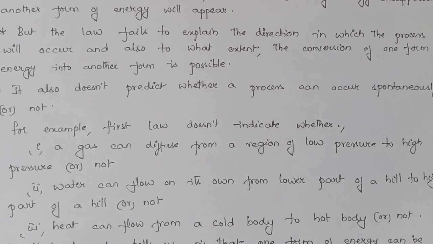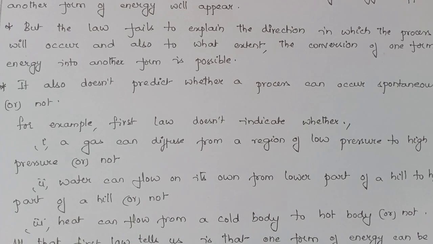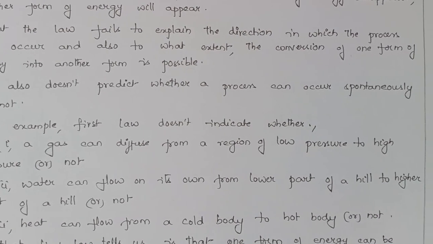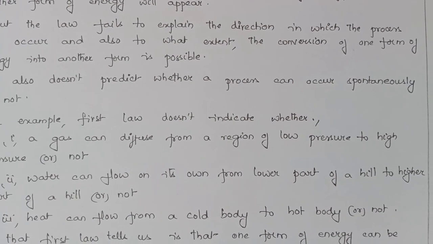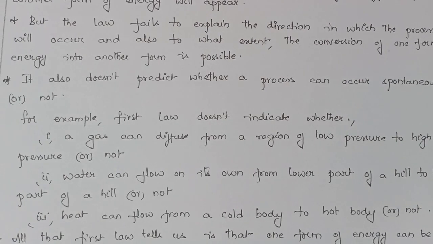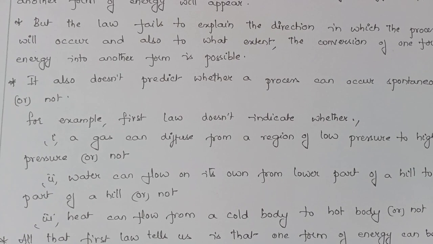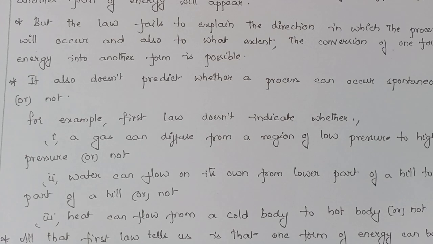Right. Second example: whether water can flow on its own from the lower part of a hill to the higher part of a hill or not. Generally, water can flow on its own from the higher portion of the hill to the lower portion. But here we are asking whether water can flow on its own from the lower part of the hill to the higher part or not. The first law is not able to explain this.